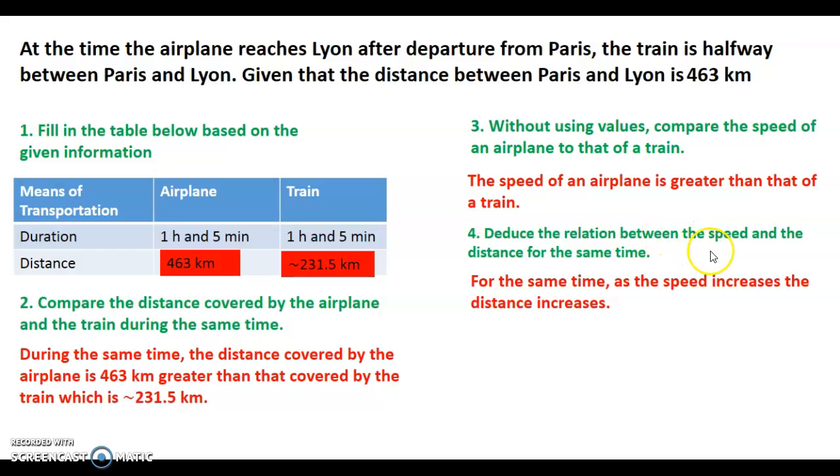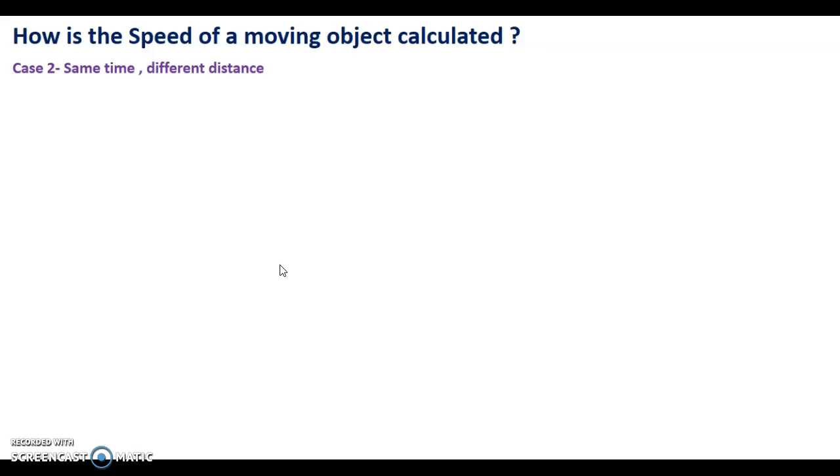So now deduce the relation between the speed and the distance for the same time. For the same time, as the speed increases, the distance increases. And this is true for the airplane.